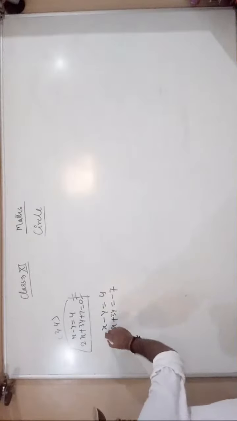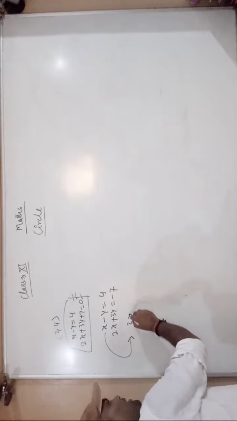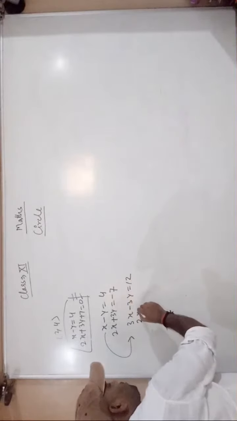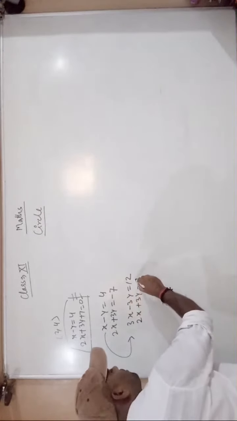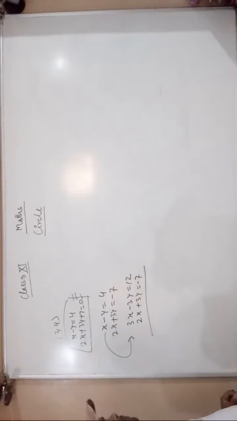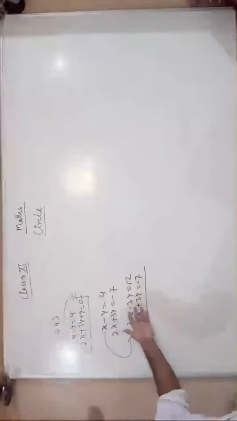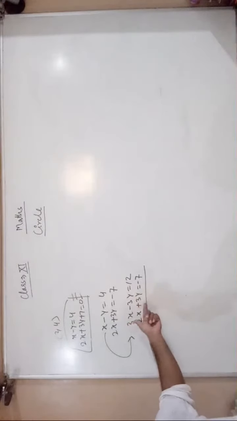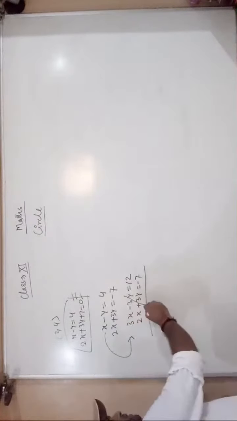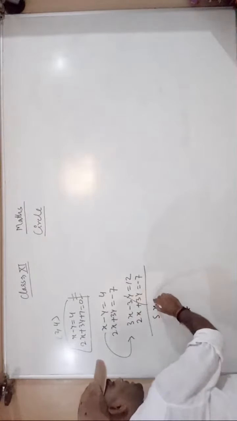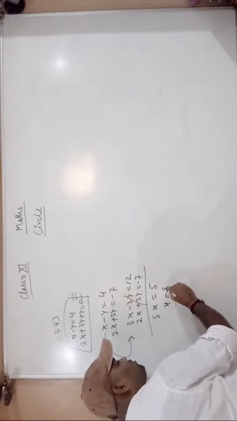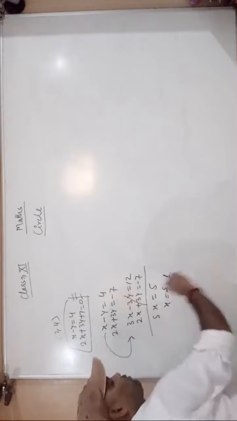So if you multiply these terms with 3, this gives 3x minus 3y is equal to 12, while this gives 2x plus 3y is equal to minus 7. Okay, now what we'll do, we'll just add these two terms. It will be cancelled because one is positive, the other one is negative. So this cancels, this becomes 5x, and 12 minus 7, that is 5. So this gives x is equal to 5 by 5, that is 1.